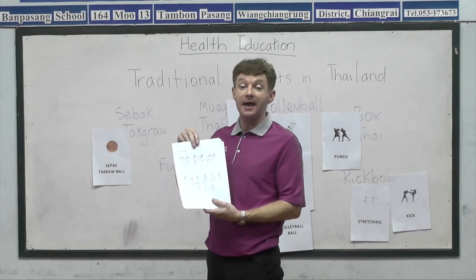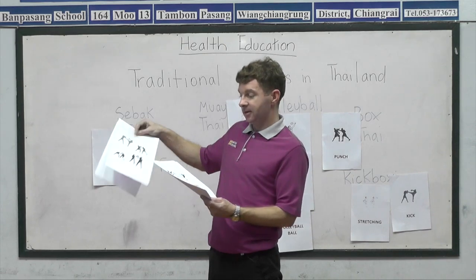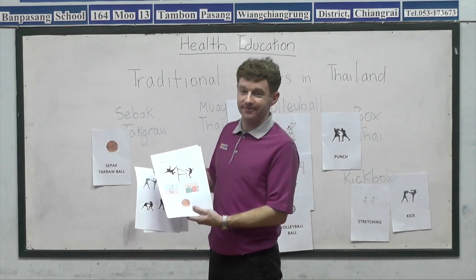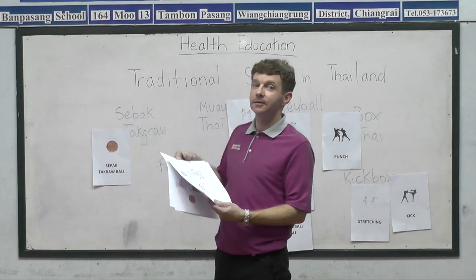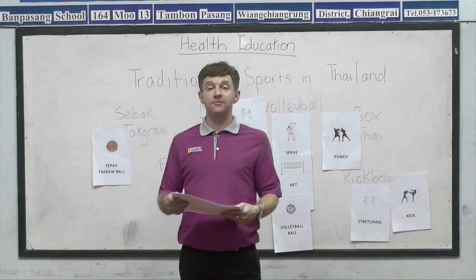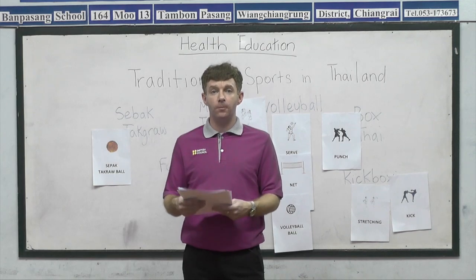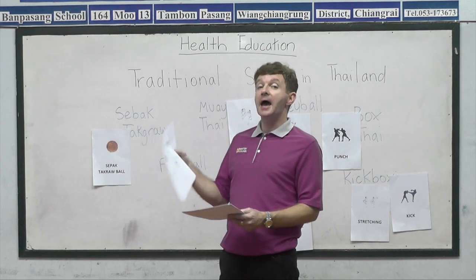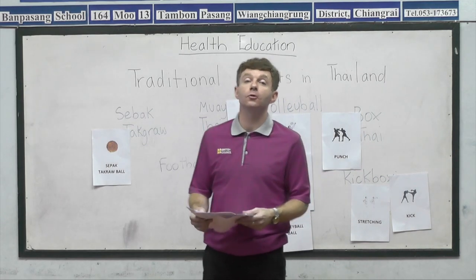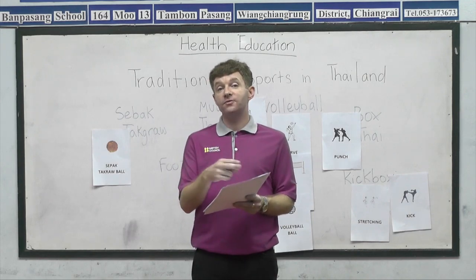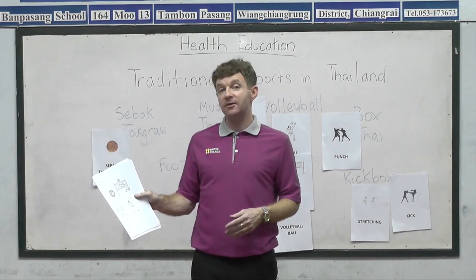We've got Muay Thai, Box Thailand, Sepak Takraw, and also volleyball. So what you need to do is divide your students into groups, as I say, two or three students per group. Give them a sport, and also give them a plain sheet of A4 paper. Our students can then cut out the pictures and design their own activity poster for each of their sports.